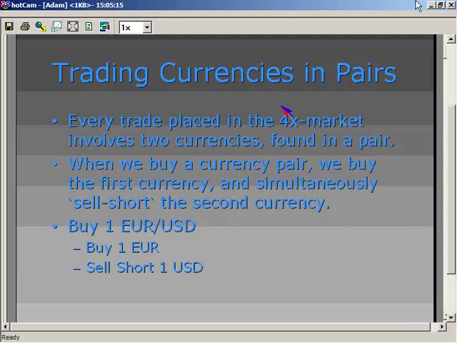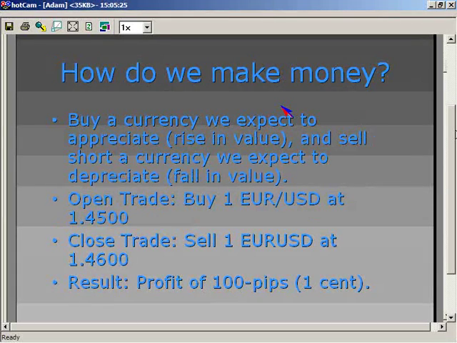Okay, now how do we make money? Again, we buy the euro-dollar, let's say 145, I wish. 145.00, we buy the euro-dollar. We close the trade, we sell one euro-dollar contract at 146. We've made 100 pips, or in other words, 1 penny. And we've made money. Now, of course, if the market moves against us, then we lose an equal amount.